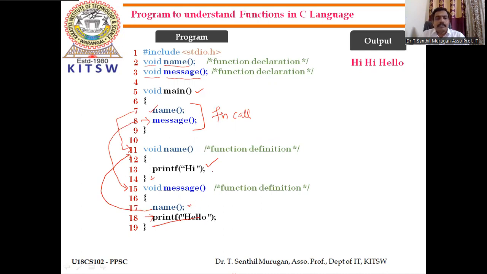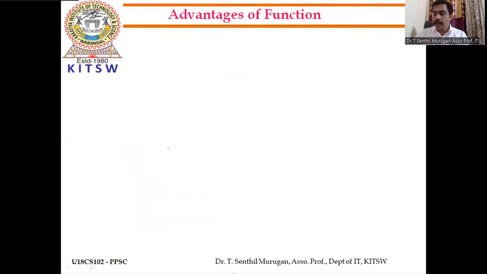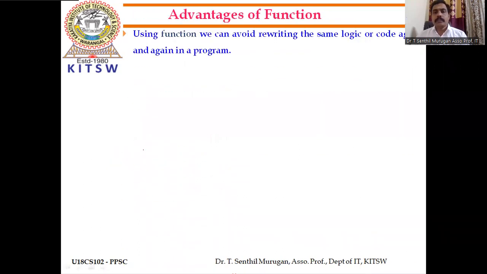So what is the output? First it will print hi. See here, this is the output. First it prints hi. Then the control comes to message, which calls the name function again and prints hi again. Then the control comes back here and prints hello. So this is the output of this program. Are you getting how the function is working and how we can declare functions?